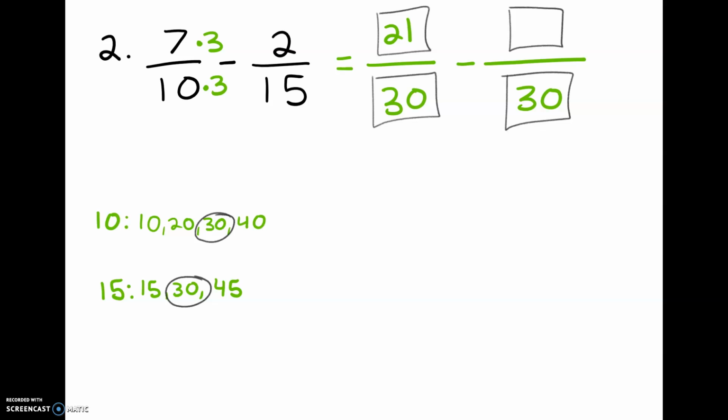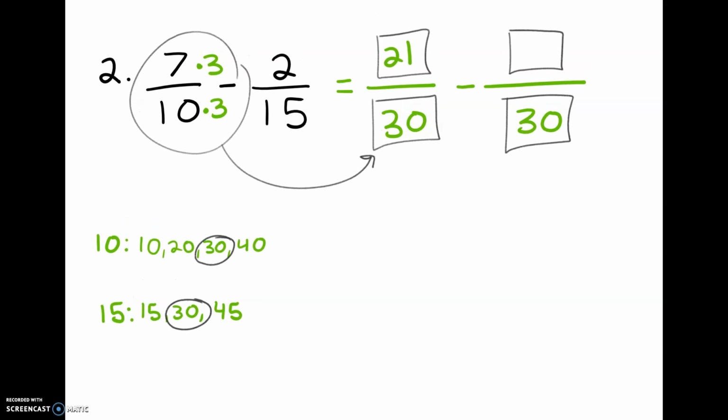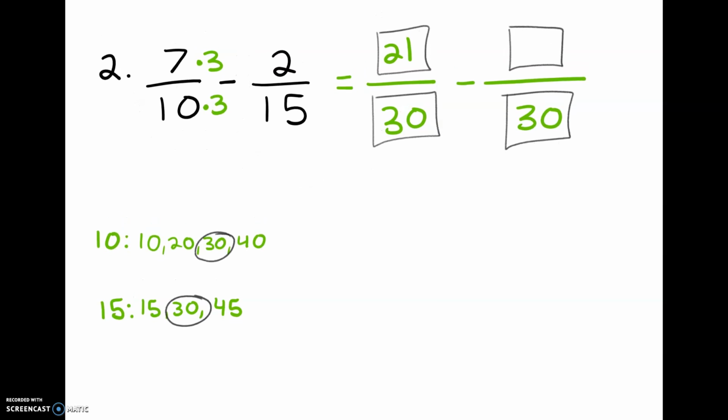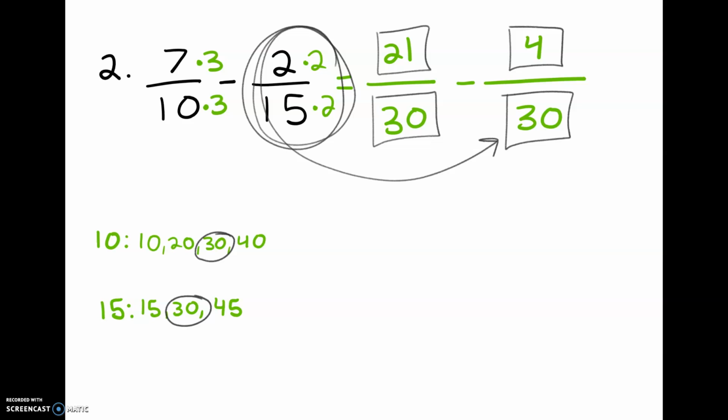You can see this fraction all became this fraction here. Now we're going to do the same thing for our second fraction. We've got 15 and 2. 15 times 2 gives us 30, so I'm multiplying these both by 2. 2 times 2 is 4. Again, you can see this whole fraction we converted to our second one here.